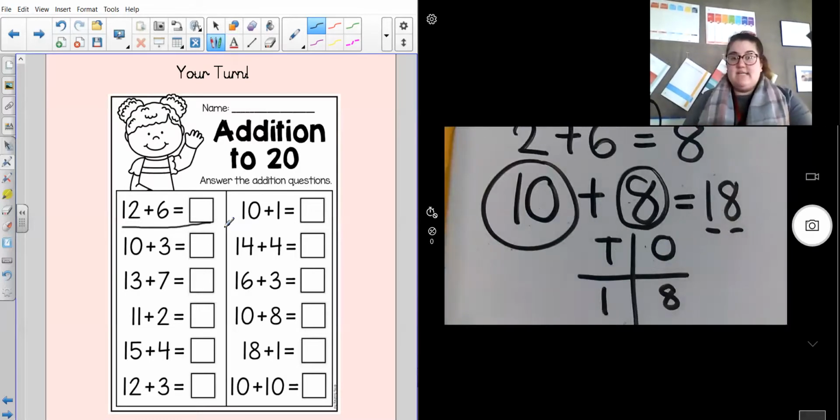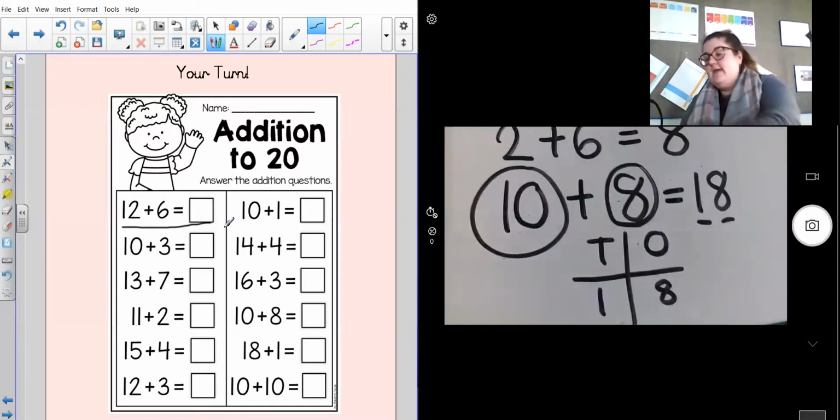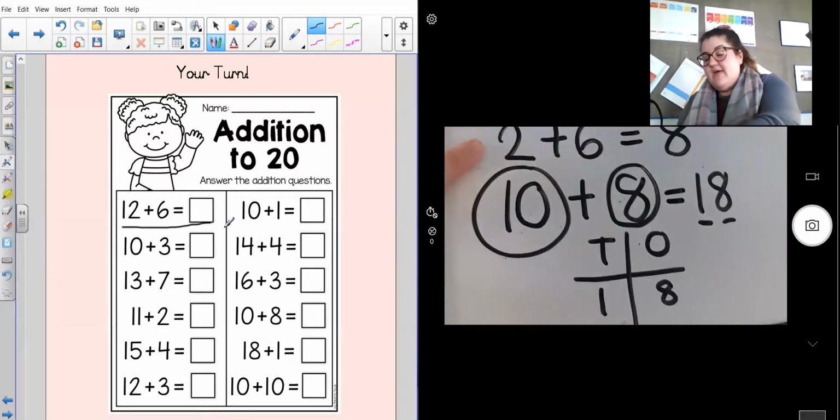So I would love to see some of this working out as well. So maybe you could print the sheet off or write it down or however you're going to do it. But then in your books that we have given you from school, you could show me your workings out. So you could show me that you are adding your ones to begin with, and then you could show me step 2 where you are adding in your 10s.